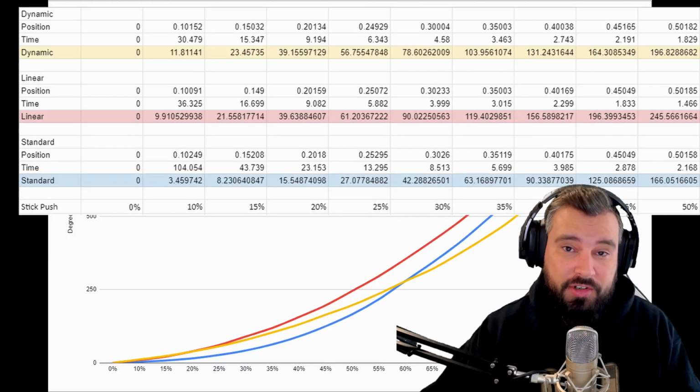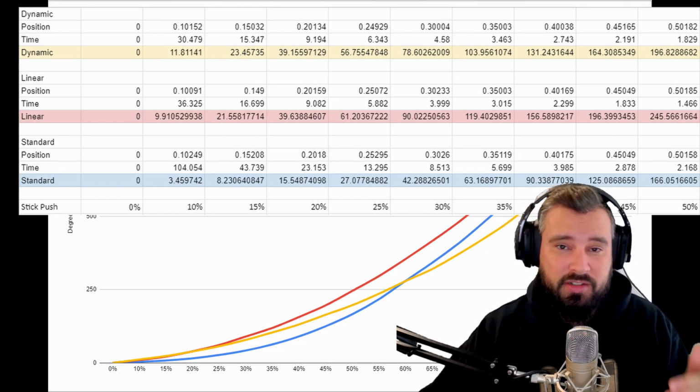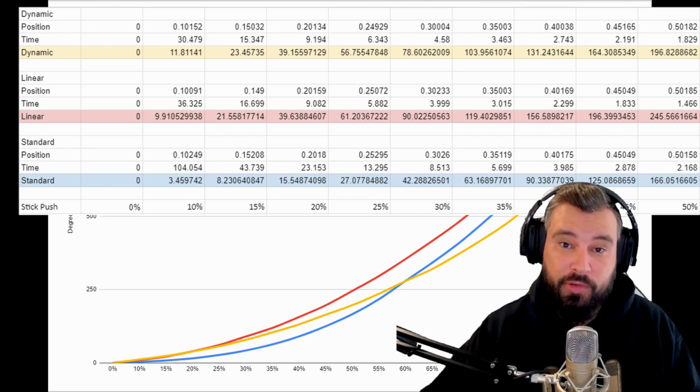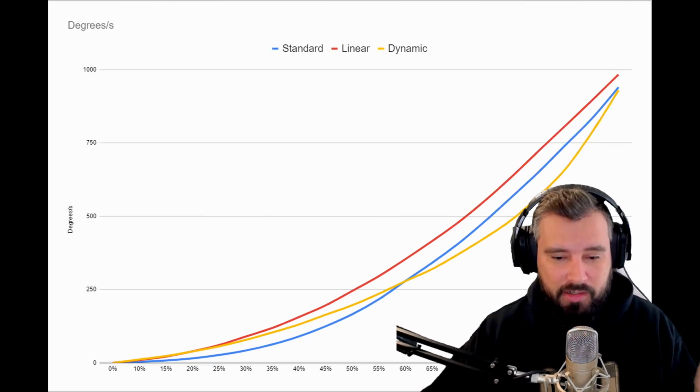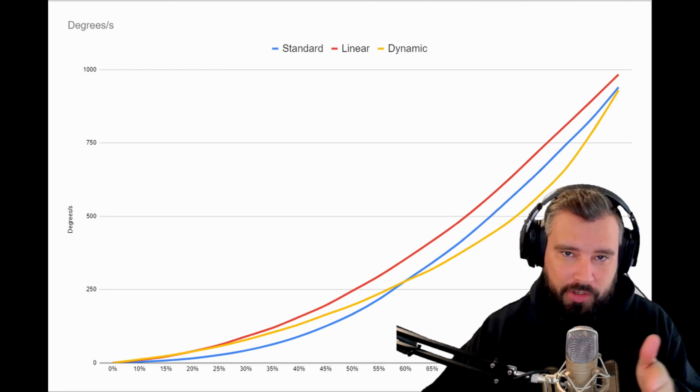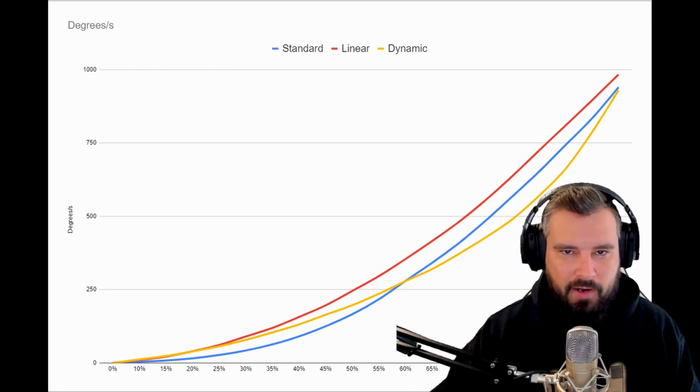And I'll leave a link below in the description of the actual spreadsheet that I used to calculate all of this. With a bit of quick maths, 360 degrees divided by the time it took to do that worked out our degrees per second. I then used that data to map it out on this graph. We had degrees per second, and then the amount of thumbstick push, which was 5 to 100%. So that's how I figured it out, and I believe that's a pretty correct way of looking at it.